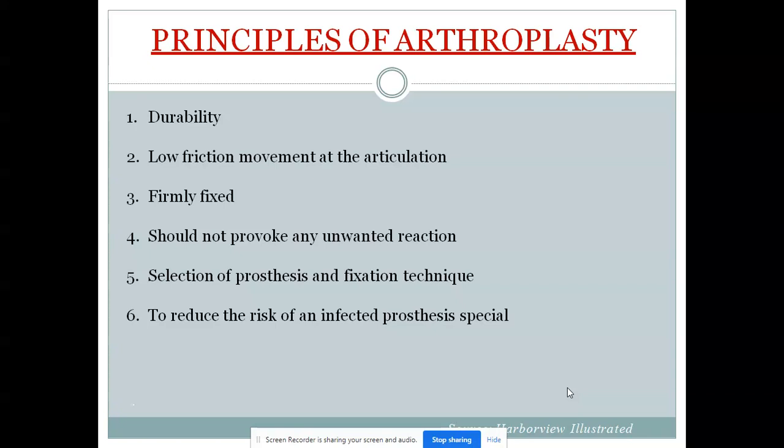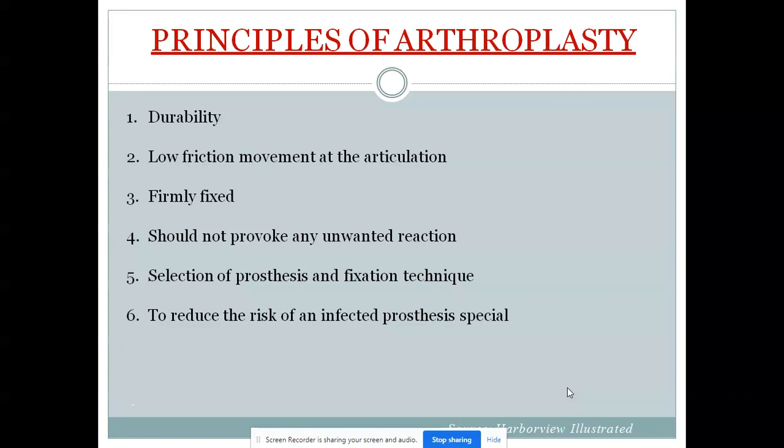They must be firmly fixed with the help of either cement or screws in order to avoid dislocation of the prosthesis. Fourth point, should not provoke any unwanted reaction. They must be inert. Fifth point, the selection of the prosthesis and fixation technique is very important and depends on the patient's bone structure, joint stability, and other individual characteristics such as age, weight, and activity level of the patient.